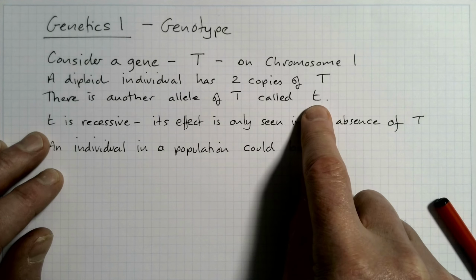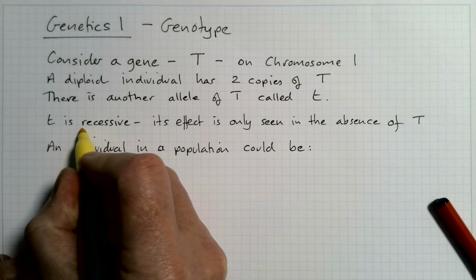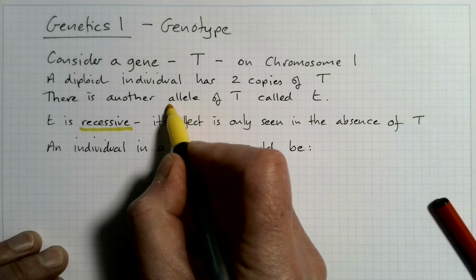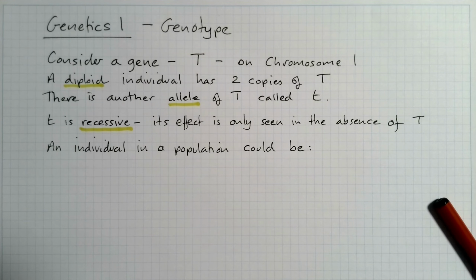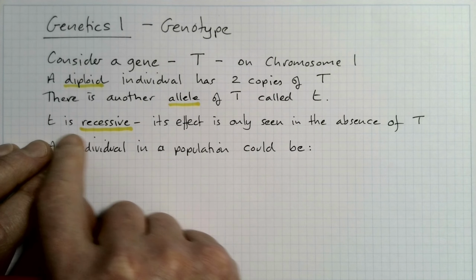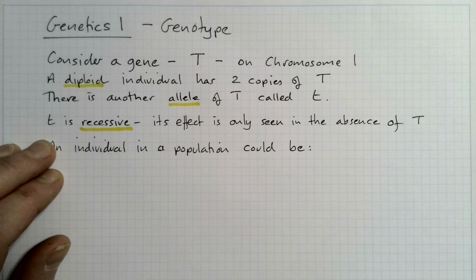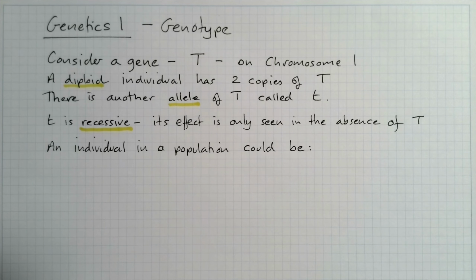Because I've written this as little t, it is what we call recessive. There are various terms we want to remember here. We have to remember allele, which we talked about in the previous lesson, and diploid individuals. Little t is recessive. Its effect is only seen in the absence of big T. So if big T is there, then we'll get a long tail on our mouse. As long as big T is there on one chromosome, I'll get a long-tailed mouse.